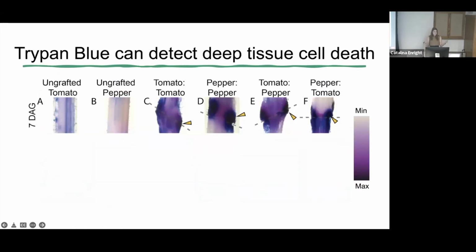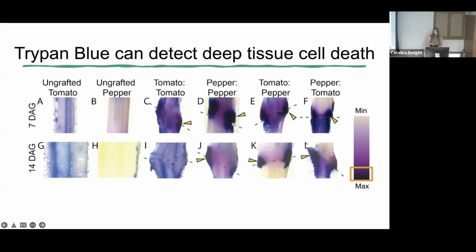And we have a similar spectrum in my work. So I modified this protocol slightly, so mine comes back a little bit more purple than blue, but that's okay. So areas that contain very low levels of cell death stain this light pink color, and areas that contain what I'm calling deep tissue cell death are this almost black purple color. So at 7 days after grafting, ungrafted tomato and pepper obviously have very low levels of cell death, whereas all of the graft combinations have these very deep cell death pockets right at the graft junction. And I'm pointing those out with little yellow arrows.